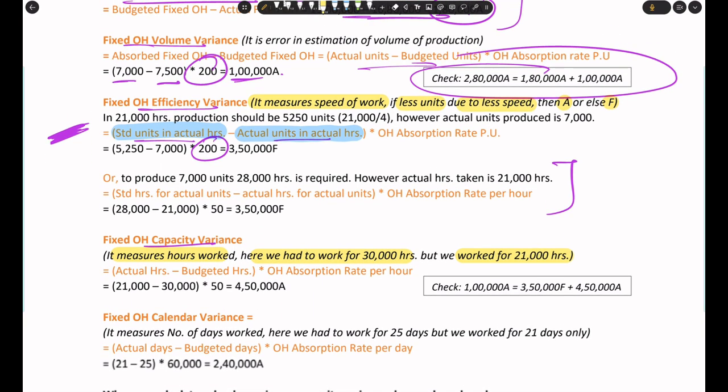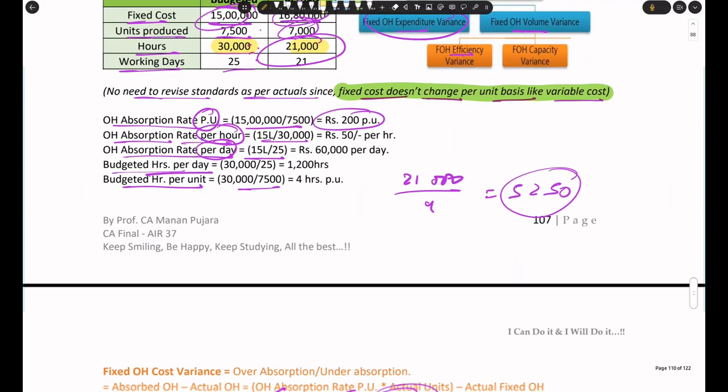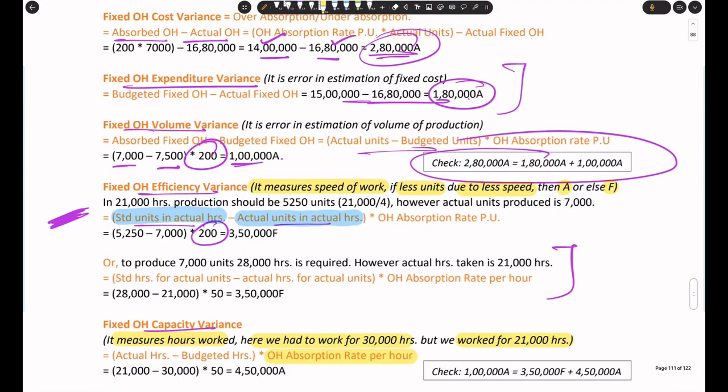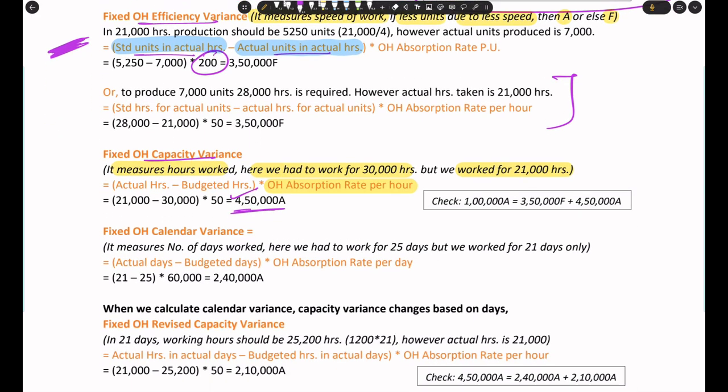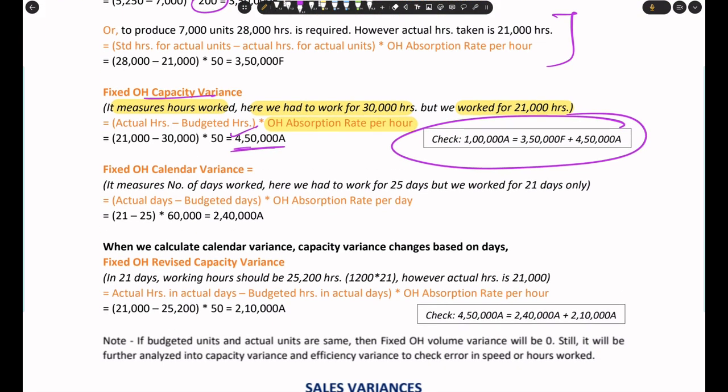9,000 into the overhead absorption rate per hour that we calculated earlier, that is 50 per hour. Okay, so this is the fixed overhead capacity variance of 50,000 adverse. Now we can also check through the chart, just for verifying.